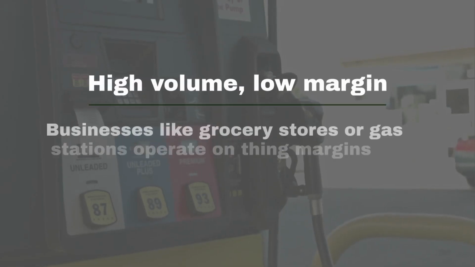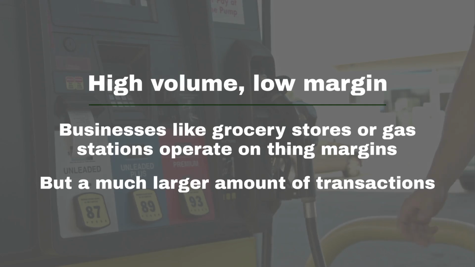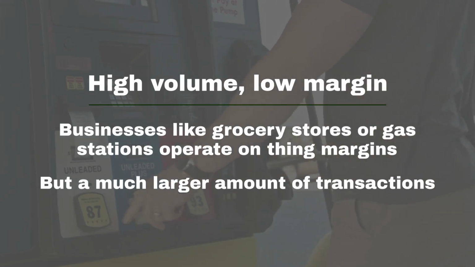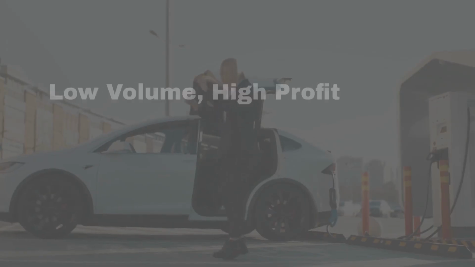Software companies may see significantly fewer transactions, but the products have a much higher net profit margin as compared to selling an apple in a grocery store that has a very low profit margin. Different business models. High volume, low margin. Businesses like grocery stores or gas stations operate on thin margins but high volume. They make small amounts per transaction but process many transactions due to the large customer base.